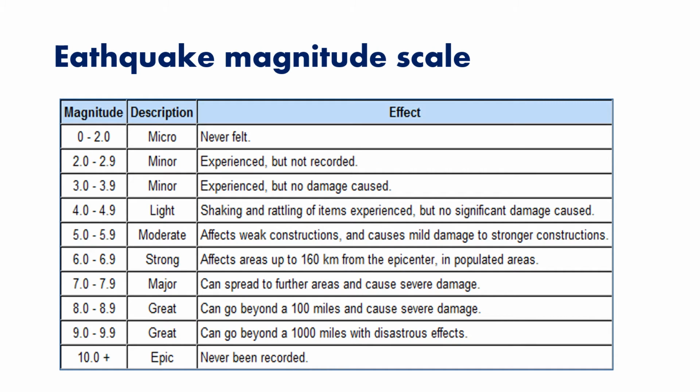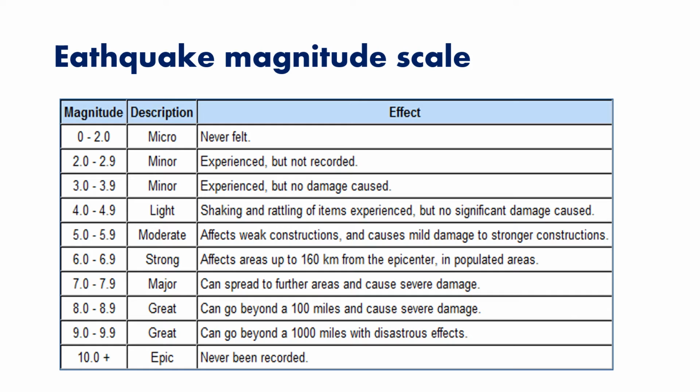0 to 2, never felt. 2 to 2.9, experienced but not recorded. 3 to 3.9, experienced but no damage is caused. 4 to 4.9, shaking and rattling of items experienced, but no significant damage caused. 5 to 5.9, affects weak constructions and causes mild damage to stronger constructions.